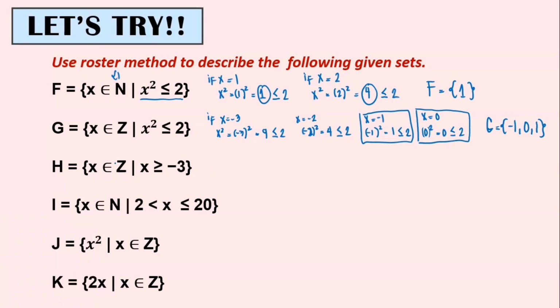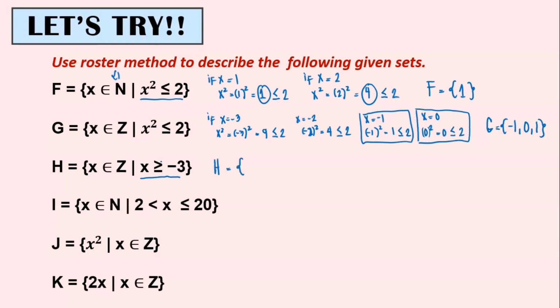Next, H naman. Set H is the set daw of all integers x, where x is an element of the integers such that x is greater than or equal to negative 3. So ano-ano kaya yung mga integers natin na magsasatisfy dito sa properties natin na yan? Saan tayo mag-i-start?